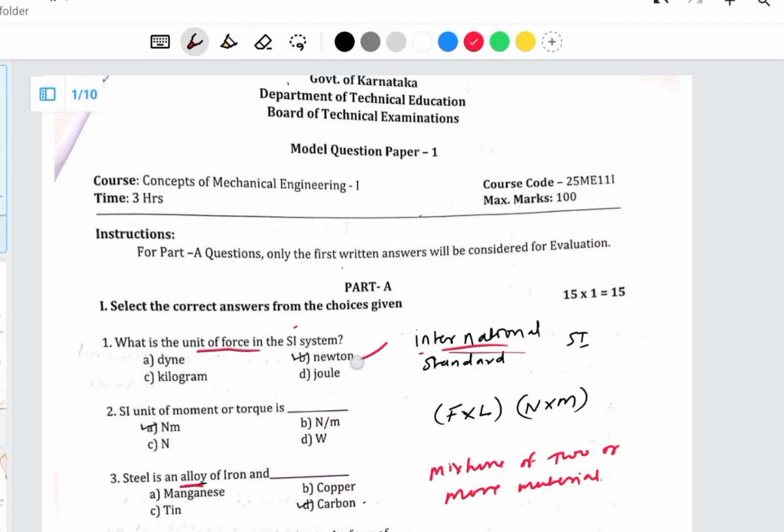So force you are measuring in the Newton. So these are not related to the force. Okay. So the next question is SI unit of the moment or the torque. What will be the answer for the torque here exactly? The answer is Newton meter. Why is the Newton meter the answer? Because the torque formula is force into distance. Force is measured in terms of the Newton and length is measured in terms of meter. So Newton meter will be the answer for that one.